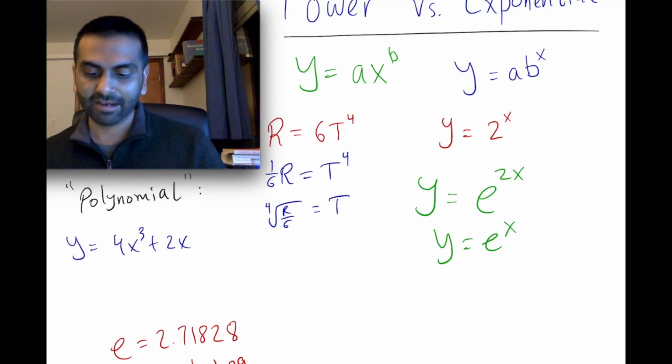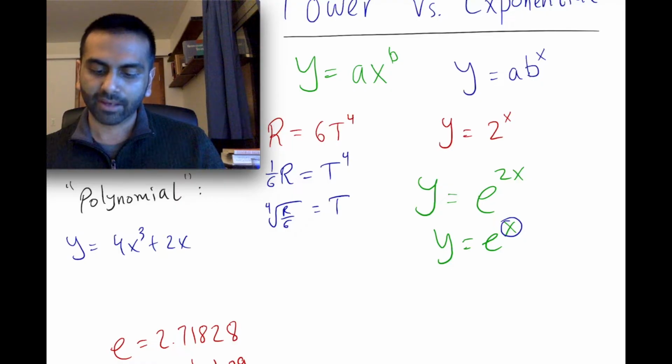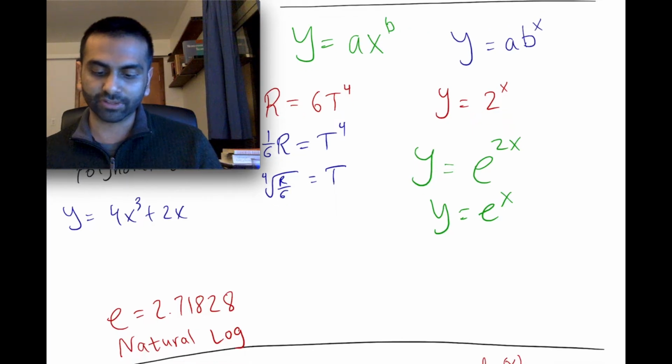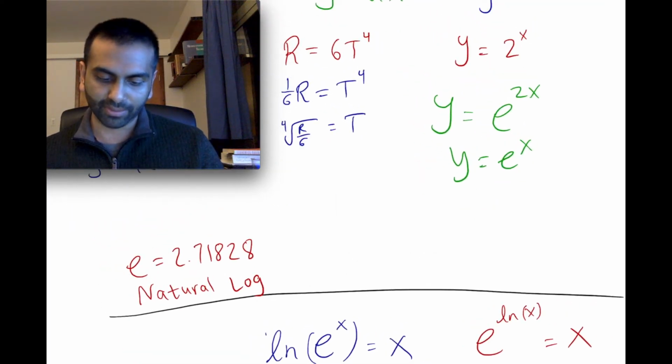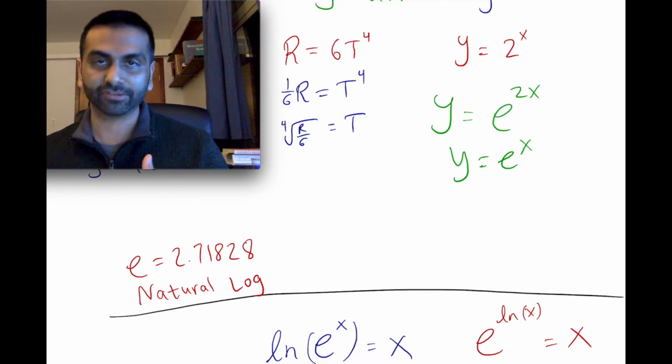So y equals e to the x is an exponential function. And if I were to find the inverse here, meaning solve for x instead of y, basically using this rule, the fact that if we take the ln of e to the anything, it's just equal to that something that's in the exponent, here what we would do is take the ln of both sides, the natural log of both sides.